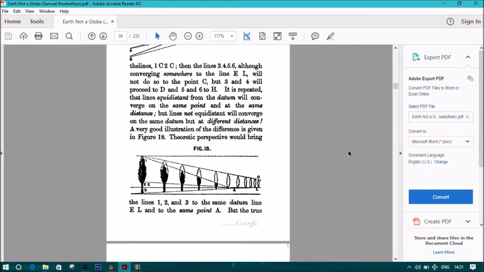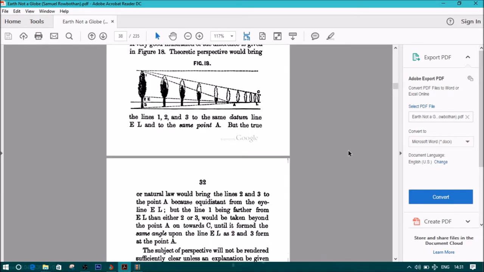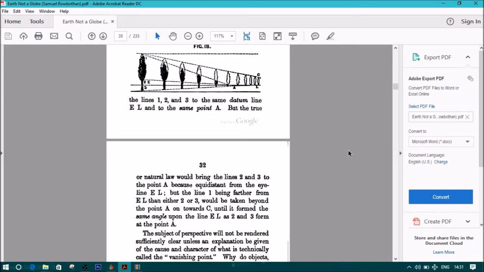A very good illustration of the difference is given in figure 18. Theoretic perspective would bring the lines 1, 2, and 3 to the same datum line, EL, and to the same point, A. But the true or natural law would bring the lines 2 and 3 to the point A, because equidistant from the eye line, EL, but the line 1, being further from EL than either 2 or 3, would be taken beyond the point A, on towards C, until it formed the same angle upon the line EL as 2 and 3 form at the point A.